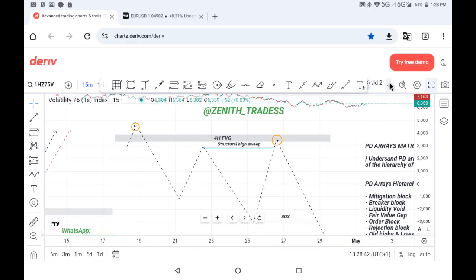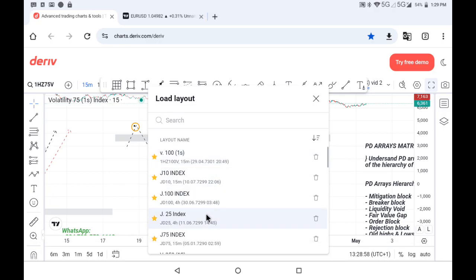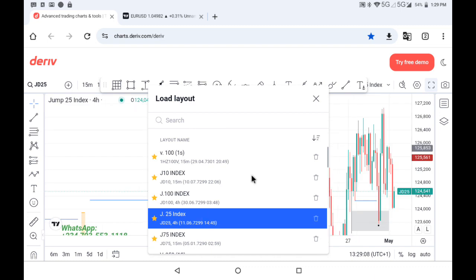Because this video is just for you to understand PDRA, that's premium discount arrangements, or price delivery arrangements as you may call it. So the next video will dwell much more on how you are going to use it in the market, both reclaim block and mitigation block. Reclaim mitigation is the high probability one. Simple mitigation is not that high probability, but reclaim mitigation is.